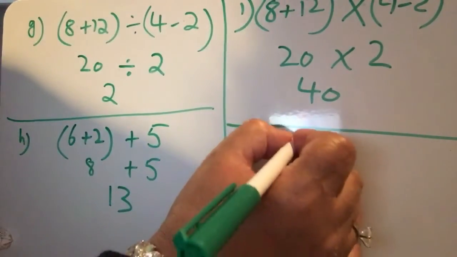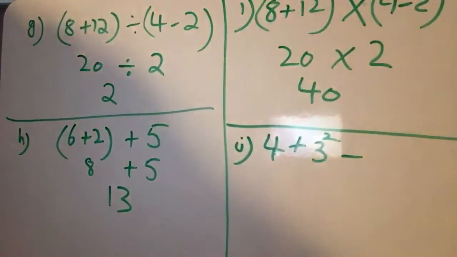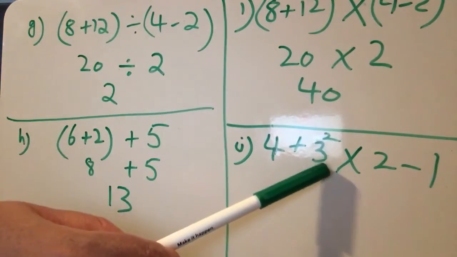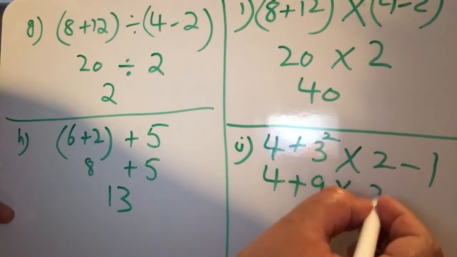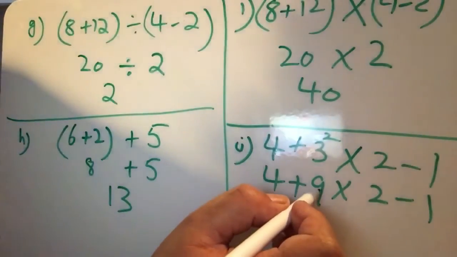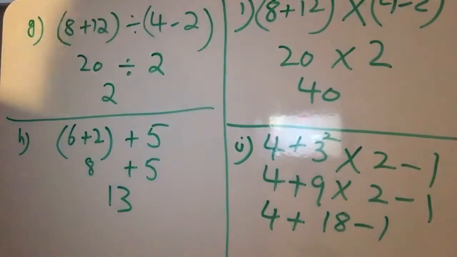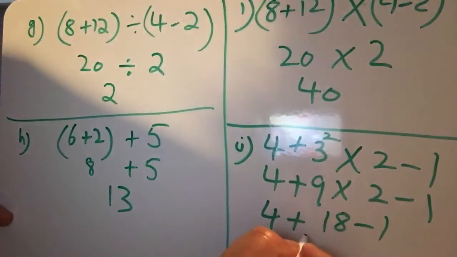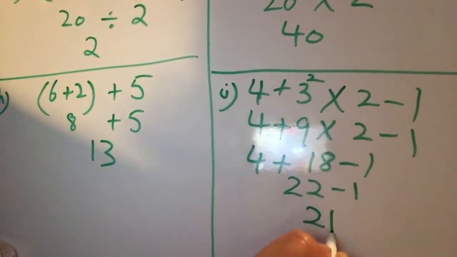Next is 4 plus 3 to the power of 2, multiplied by 2, minus 1. So what will we do? We will do our powers first. 4 plus 9 multiplied by 2 minus 1. Next we have to multiply. 9 times 2 is 18. So 4 plus 18 minus 1. Next is add. 4 plus 18 is 22, and then minus 1. So 22 minus 1 is 21.